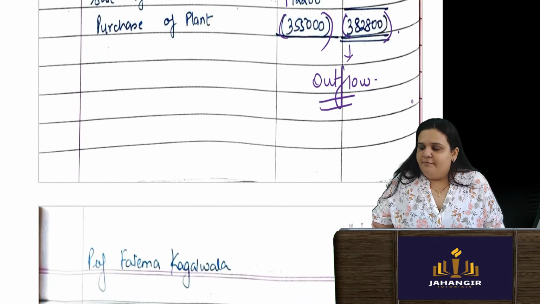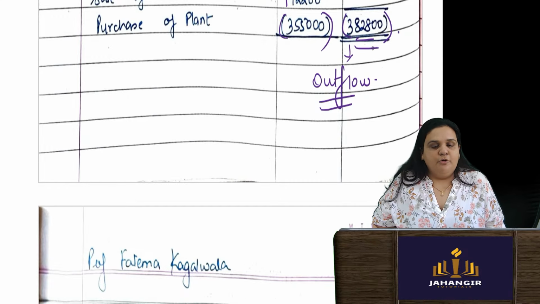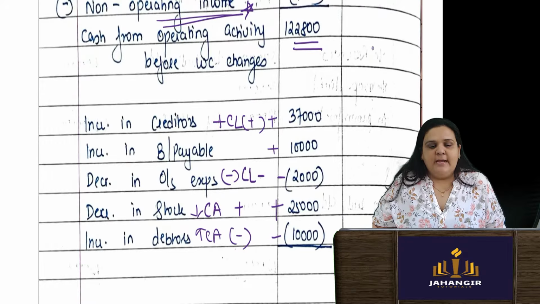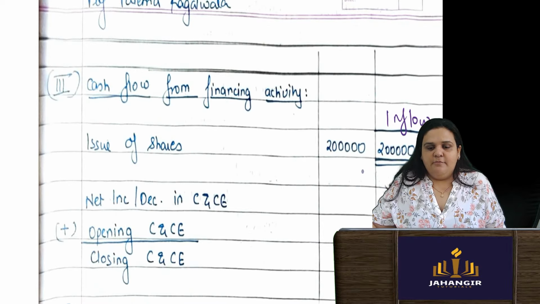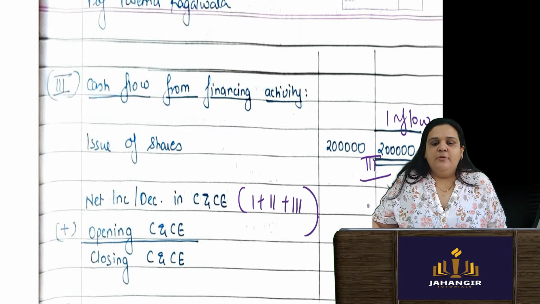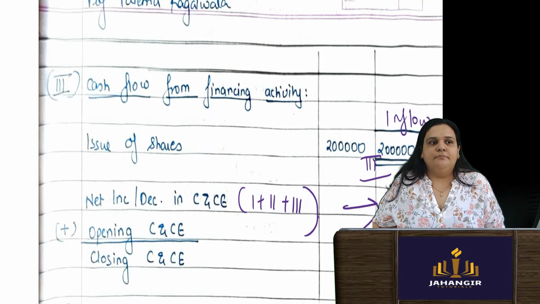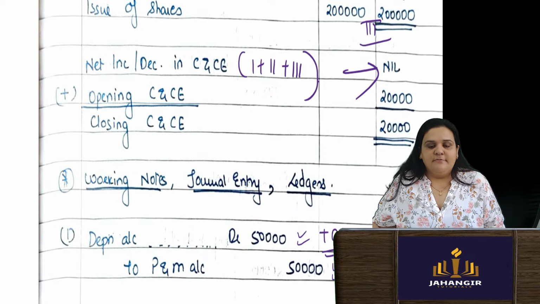3,82,800 is the inflow minus 3,82,800. You have to do all the three, no? A, B and C addition. This one you have to add, this is the 2 you have to add, and 3 you have to add. Right? That is 1 plus 2 plus 3 you will do, and you will get nil. Positive and negative same number.